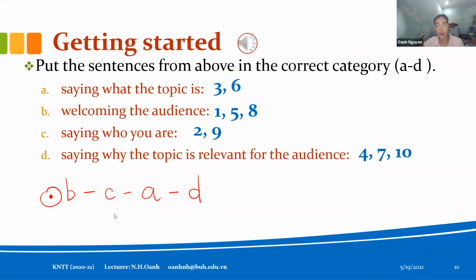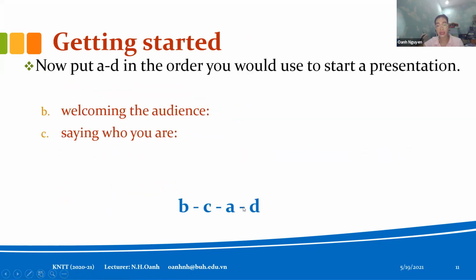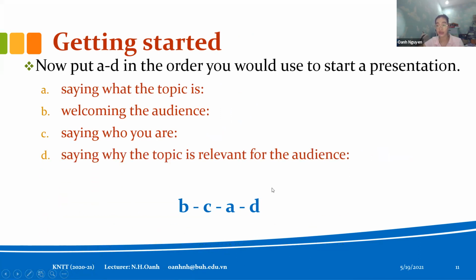So who thinks that we need to change this order? Or you have another order? All right, so you all agree with your friends that we need to welcome the audience, and then say who you are and what the topic is, and then say why the topic is relevant for the audience. That means we need to take the audience into our presentation. And this is my answer. We need to do B, C, A, D as your friends suggested.